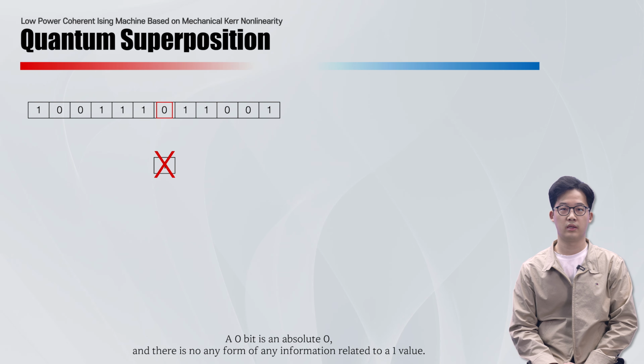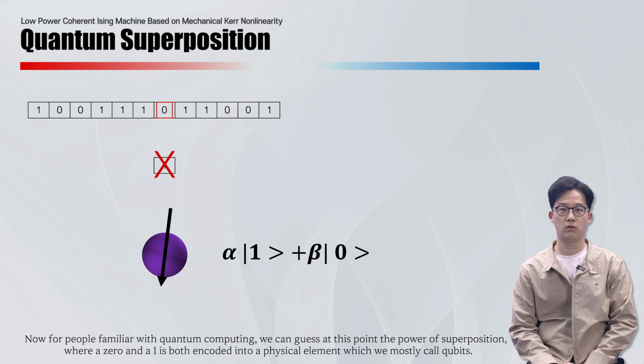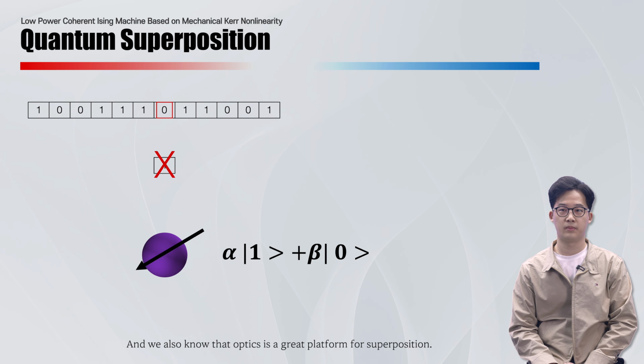A 0 bit is an absolute 0, and there is no form of information related to a 1 value. Now, for people familiar with quantum computing, we can guess at this point the power of superposition, where a 0 and a 1 are both encoded into a physical element, which we mostly call qubits. And we also know that optics is a great platform for superposition.